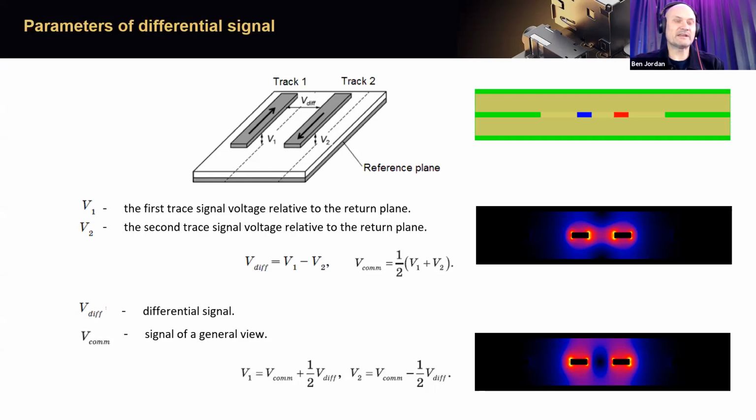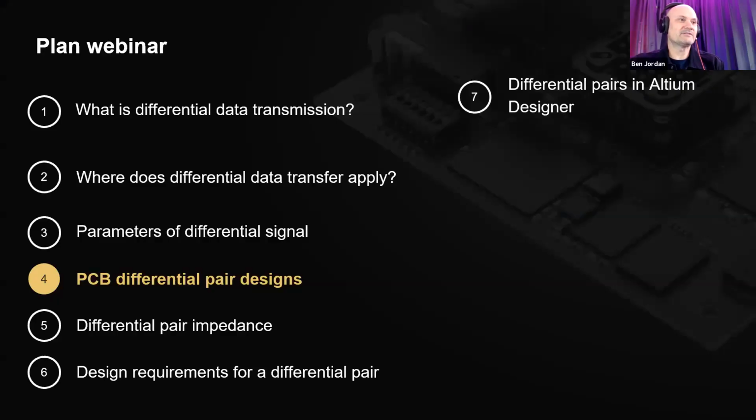So signals that are common mode will couple into the plane. Signals that are differential mode will couple into each other plus to the plane. The reference plane is always there and always important. Okay, moving on. So how do we design differential pairs?